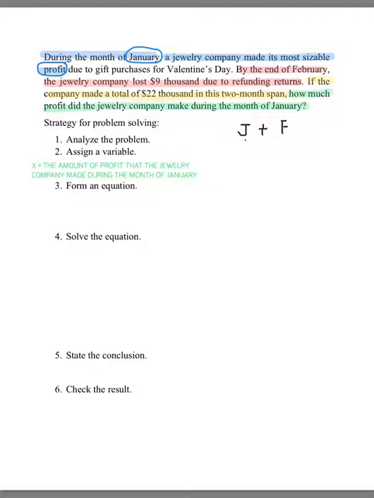So profit is going to be associated with positive numbers. And then we also know that in February, they lost $9,000. Lost is associated with negativity. Now, if we add these two things together, we end up with the total.